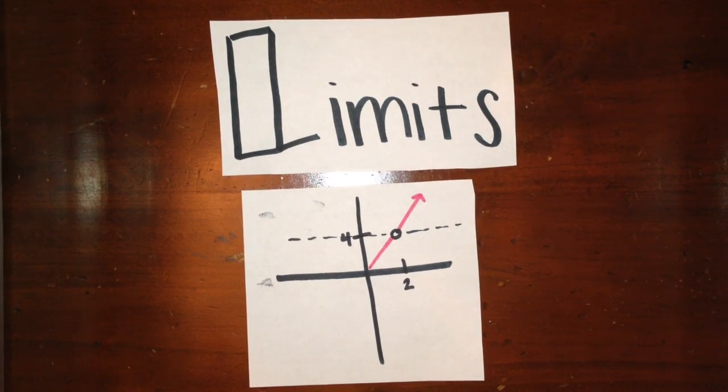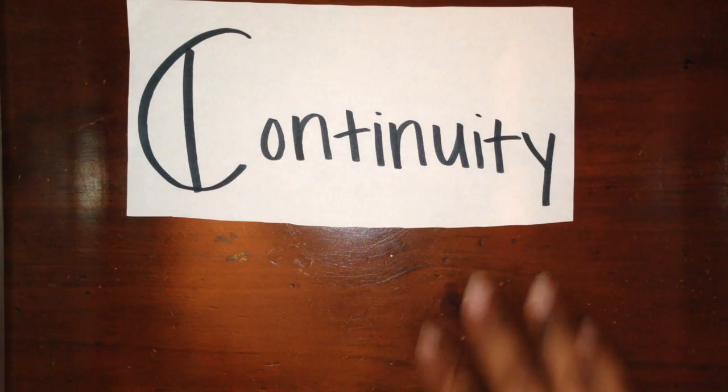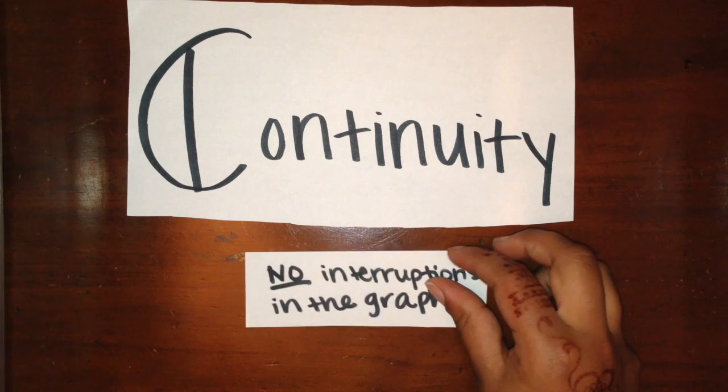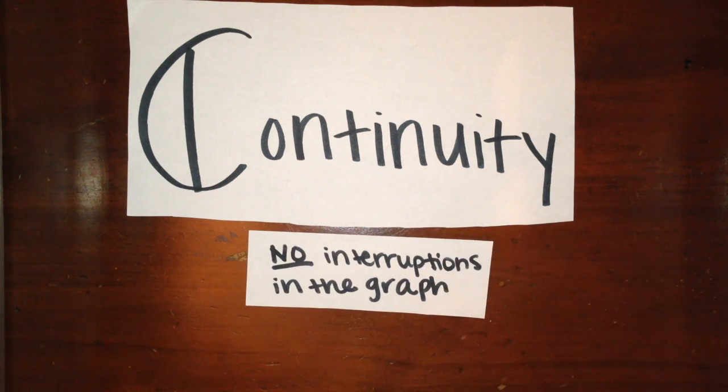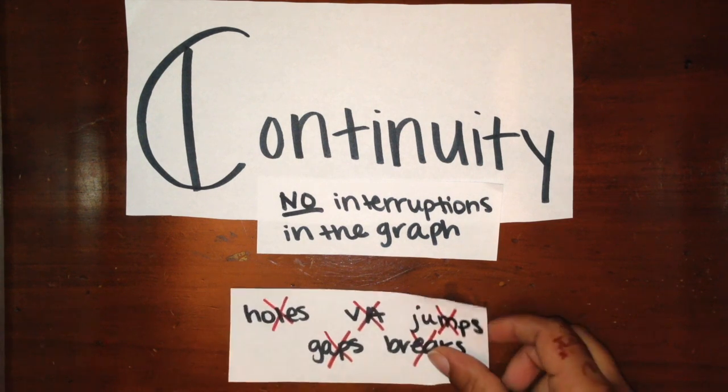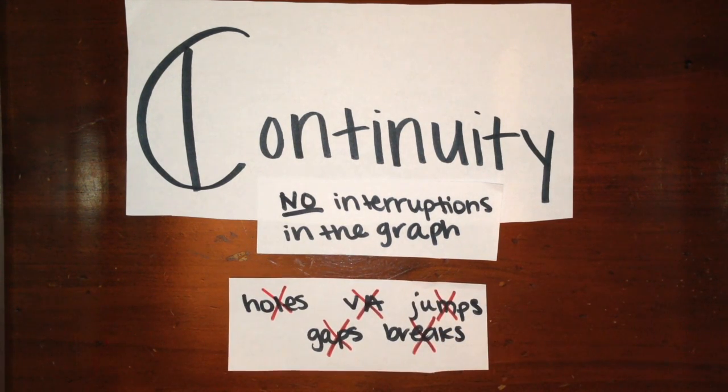So that is limit, and now we're going to move on to continuity. Basically, the idea of continuity is that there are no interruptions in the graph. By no interruptions, that means there are no holes, no vertical asymptotes, no jumps, no gaps, and no breaks at the point of the graph that you're looking at.